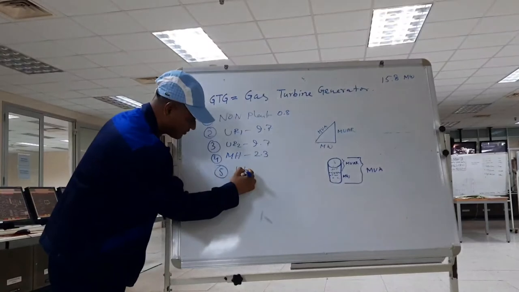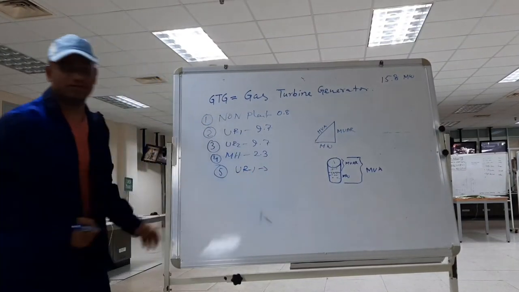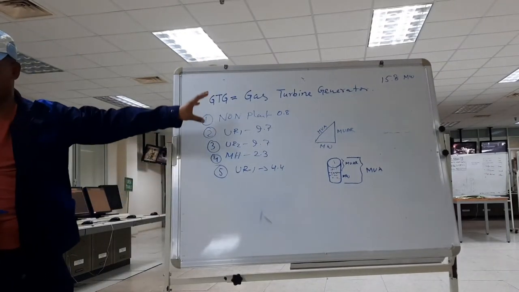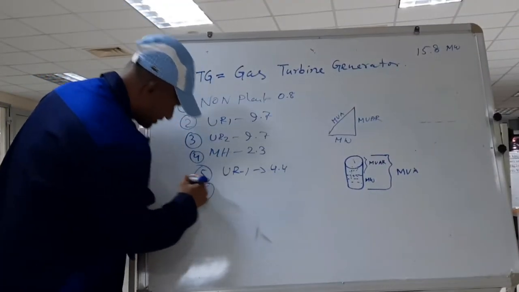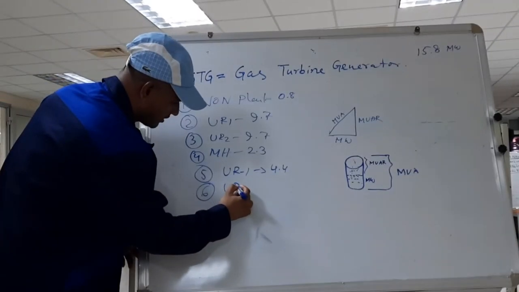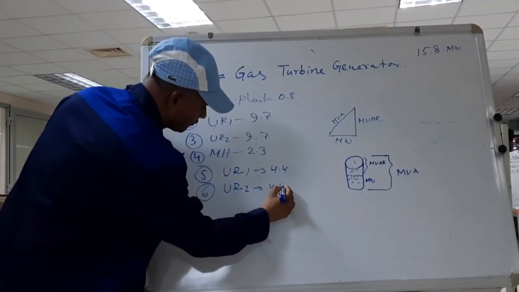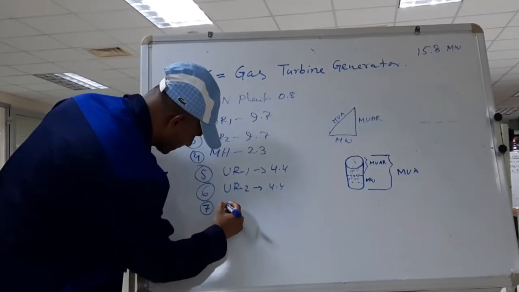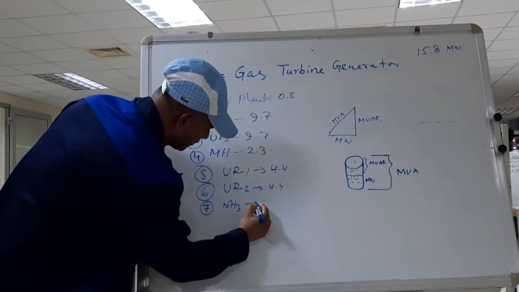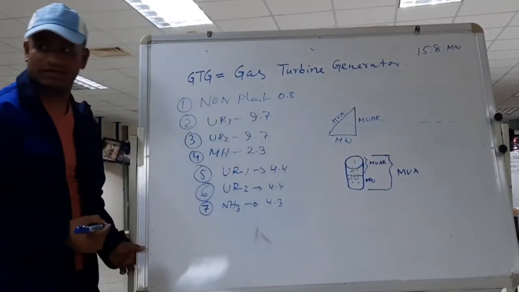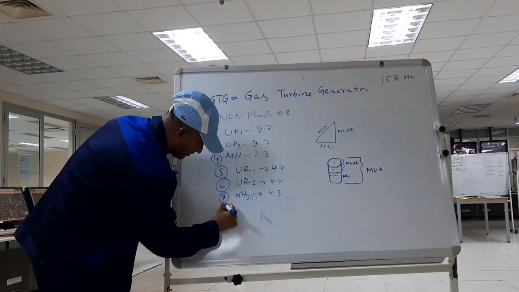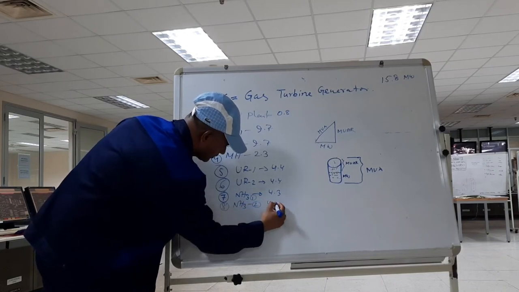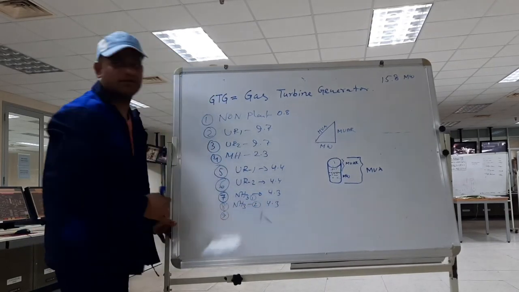Number 5, urea train 1 trip, that side 4.4 megawatt. I am also giving the calculation of how much megawatt is being taken. Number 6, urea train 2 will trip, 4.4 megawatt. And number 7, ammonia train 1 will trip, 4.3 megawatt. Number 8, ammonia train 2, 4.3 megawatt. Number 9, our seawater.